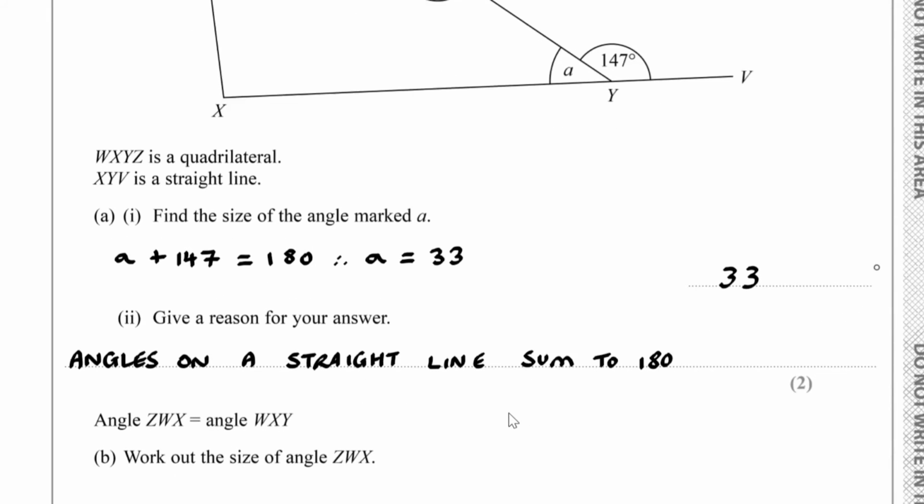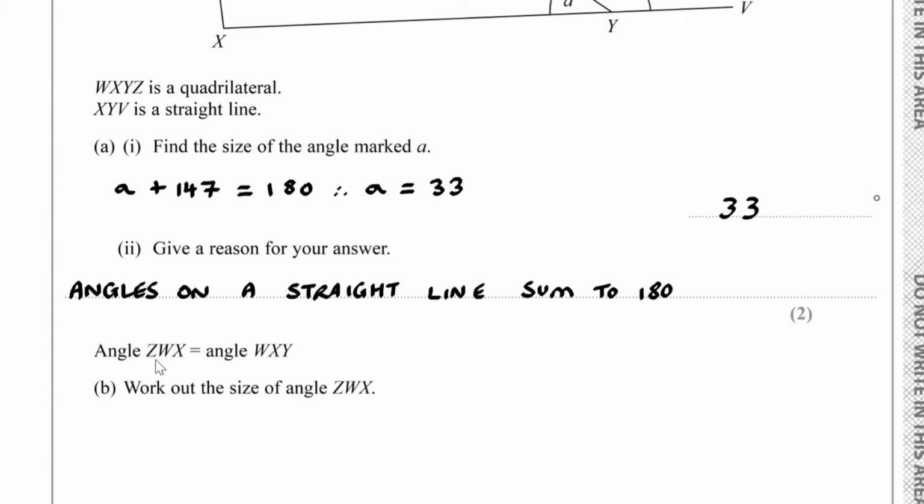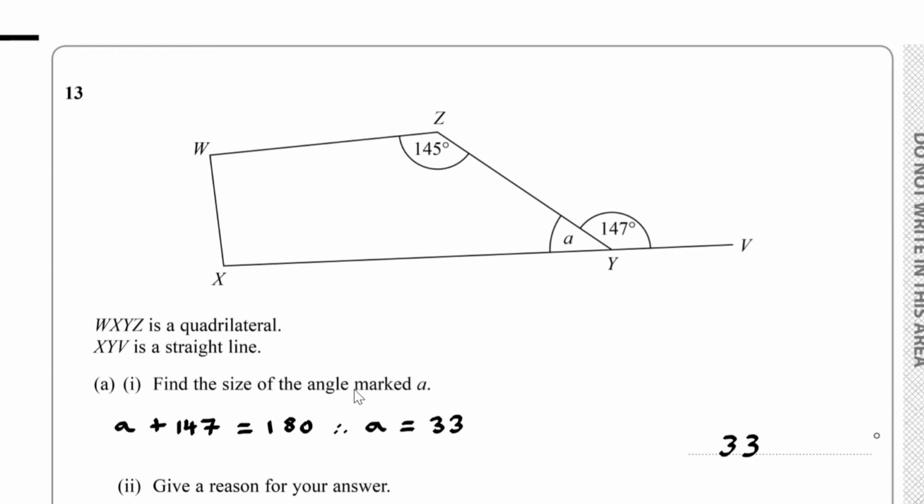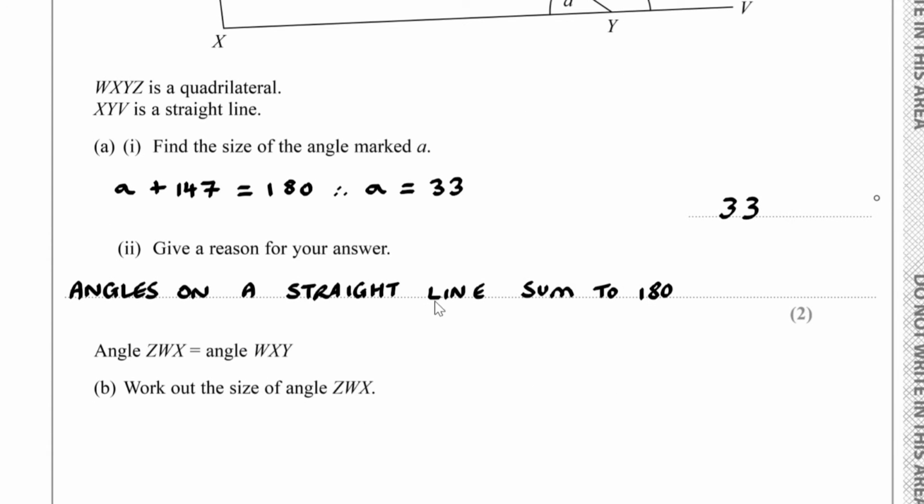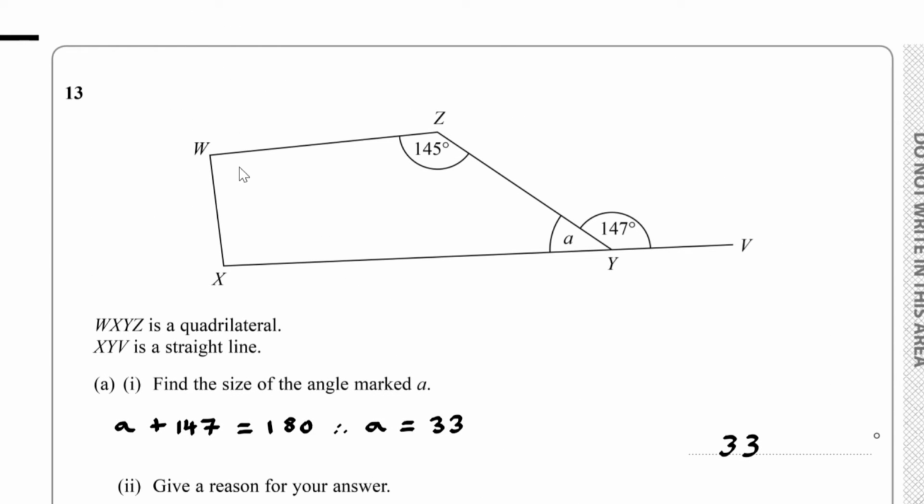And now what we have to do is, well, we're given that the angle ZWX is equal to the angle WXY, and we have to work out the angle ZWX. So if we say that this angle here is equal to X, adding this to the diagram, we have X here and X over here. And then we've got this angle here, which is equal to 33.